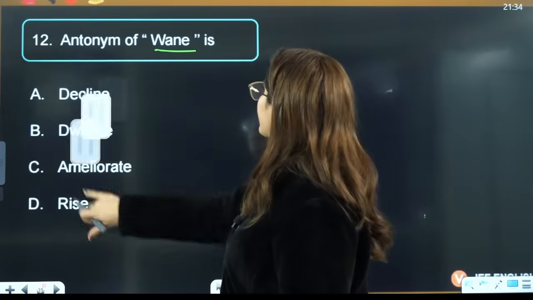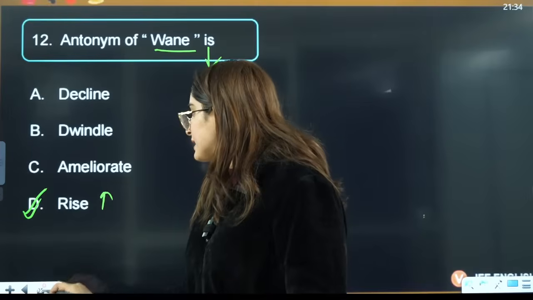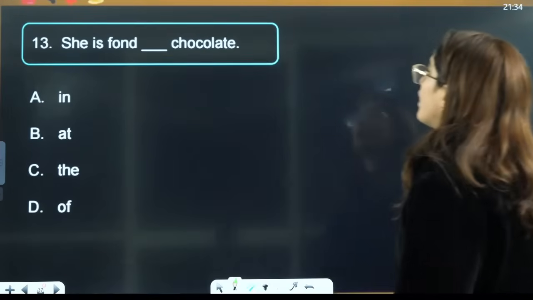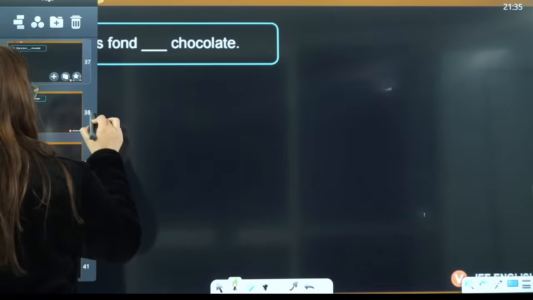And hence we can say wane means going down, this means going up. So answer will be D is the correct answer here, right? Okay. So I think now we'll do prepositions here, right?